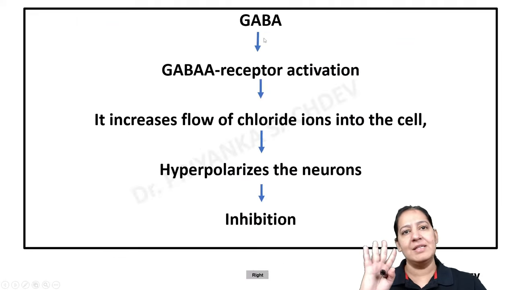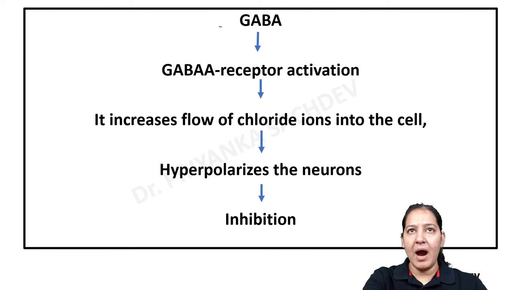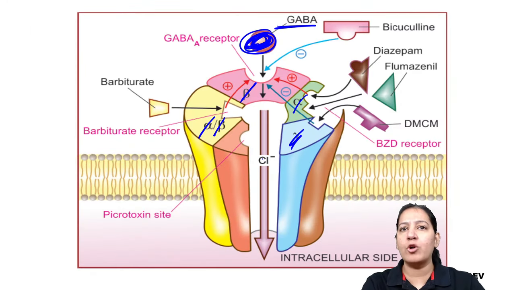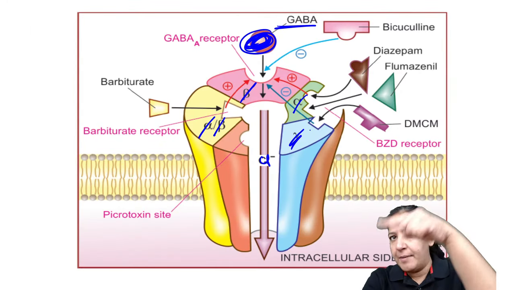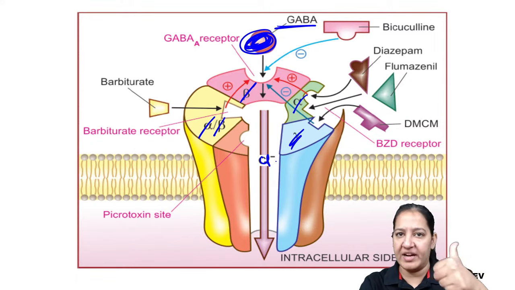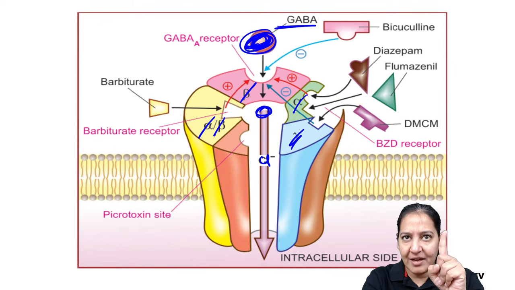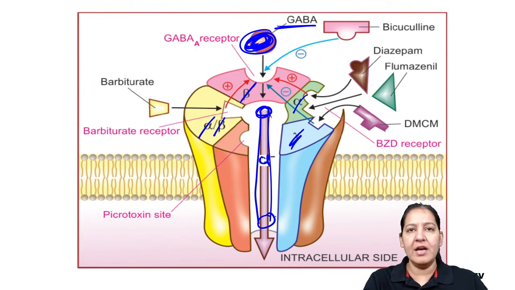So these are the things you can understand. GABA is coming out and acting on its receptor. Once it acts on the receptor, can you see in the center there is a chloride channel? These are the five GABA receptors: two alpha, two beta, and one gamma. Total five receptors are there. Surrounding the five receptors, in the center, can you see a chloride channel?